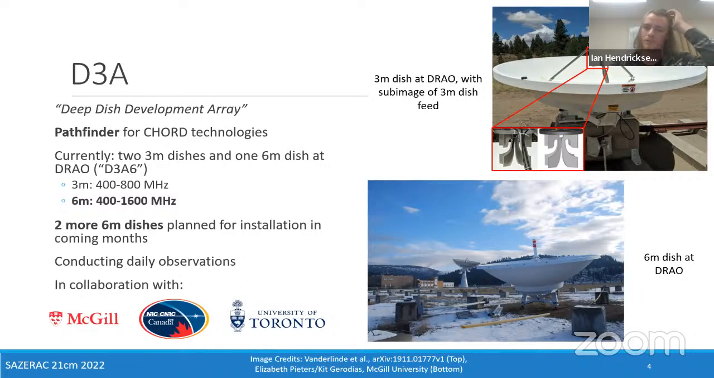So on the top right is a little figure of the 3-meter dish at the DRAO, pointing out the 3-meter dish feed, which I should just mention is not the same as the feed on the 6-meter dish, which I will be discussing today. And on the bottom is the 6-meter dish at the DRAO.